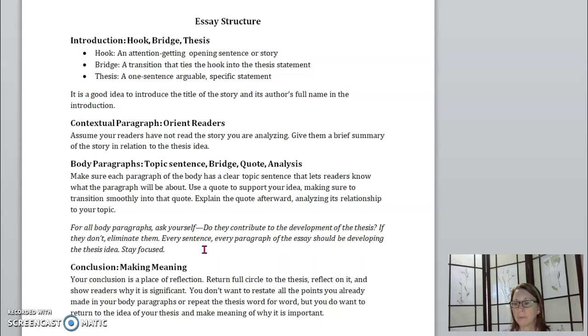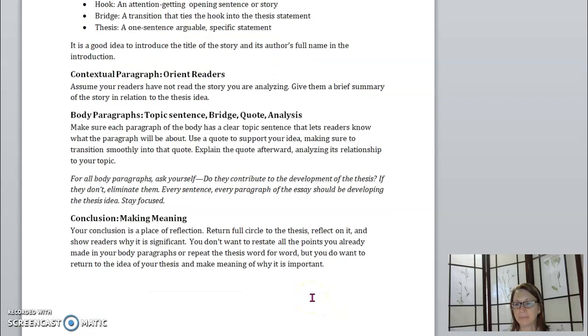We so often, when we write, digress into other subjects. So this is something you need to examine your essays for, is for that focus. All right, lastly, let's look at the conclusion. Now, a conclusion is about making meaning. Here's some things you do not want to do in your conclusion.